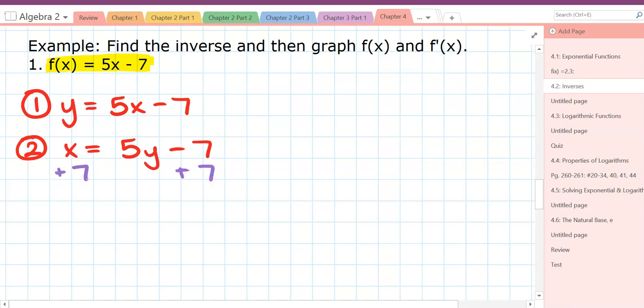So this one's got an extra step, because it's not just as simple as adding a number over and you get your y by itself, because we have 5 times y. So now I have x plus 7 equals 5y. What do you guys have to do next? Divide by 5.